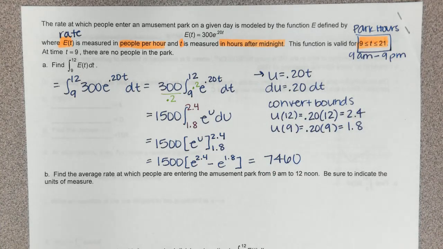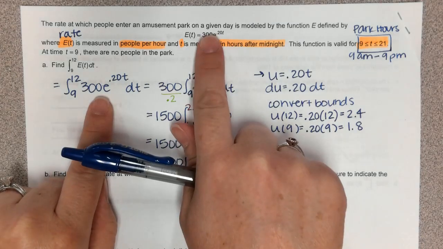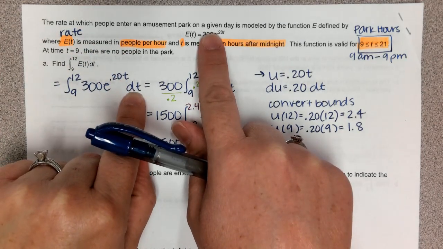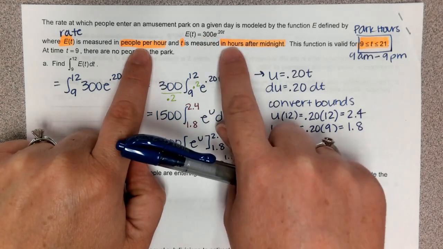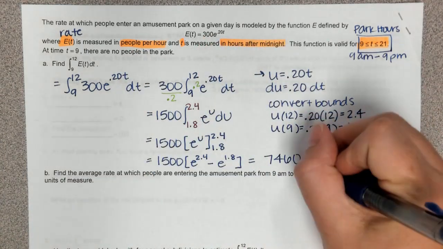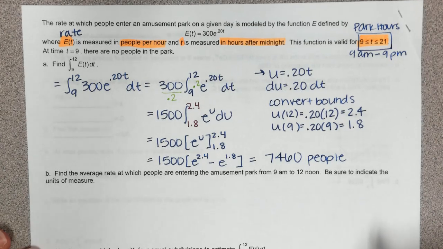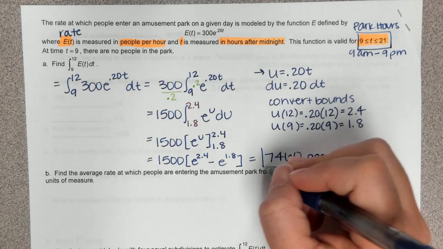7,460. Now, what's the unit? Remember that E is measured in people per hour, and time is measured in hours. So if we multiply people per hour times hours, this is in people. So that's the answer to part A.